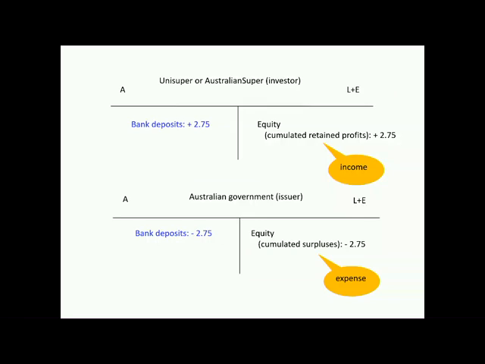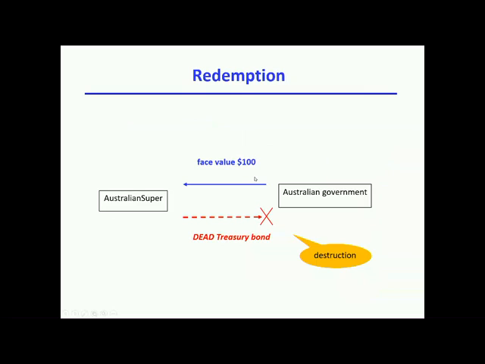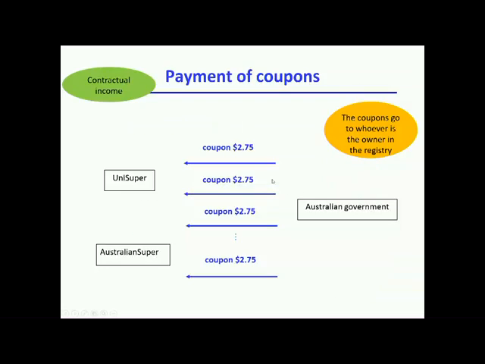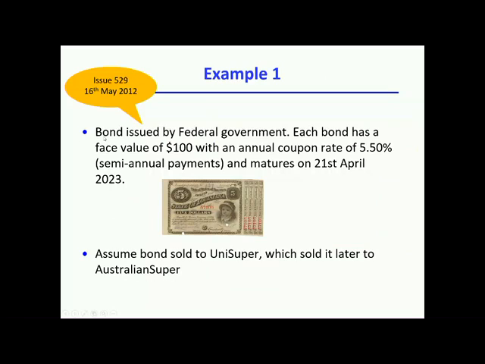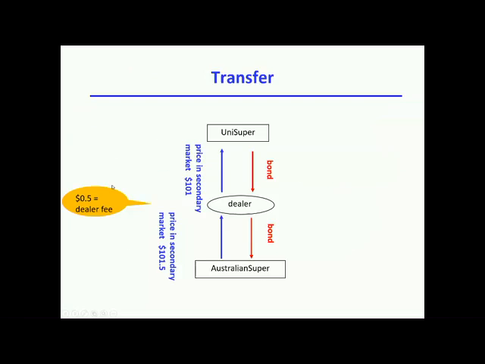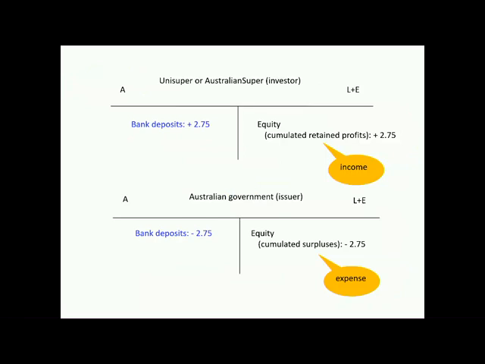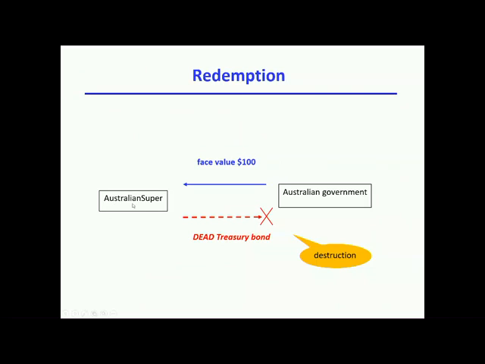Okay, what we have here, interest payments. Now the last step, redemption. So the Australian government is at the time of maturity, in when was it? No, that's not right. This one here. On the 21st of April 2023, at redemption date, the last investor, Australian Super, goes to the Australian government and gives the Australian government back its bond, and therefore the Australian government is repaying the face value.